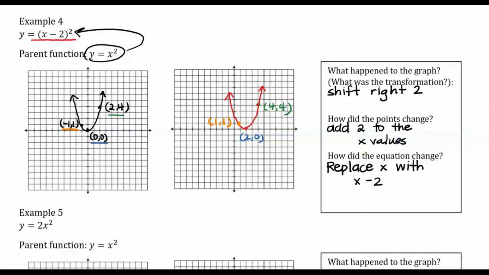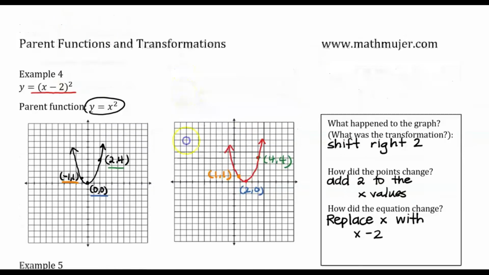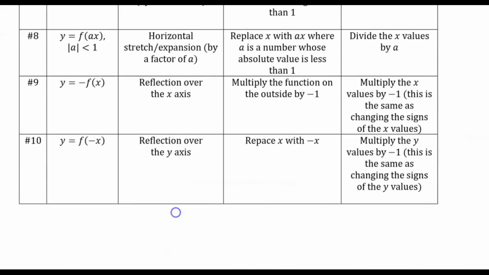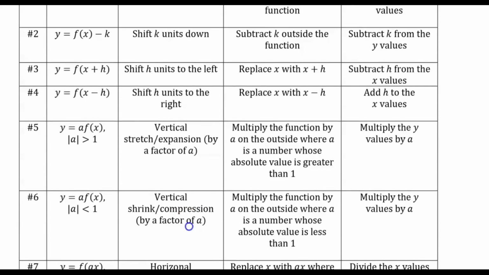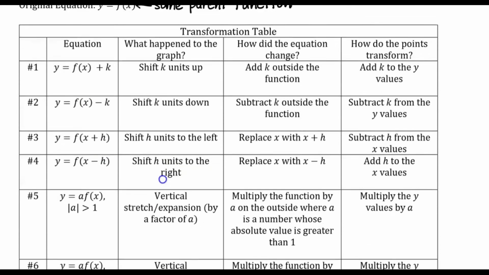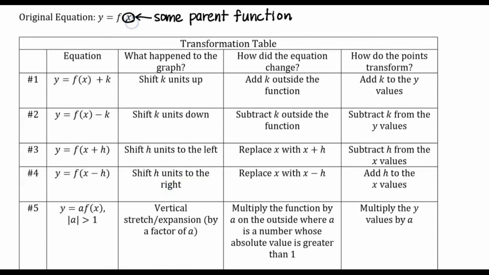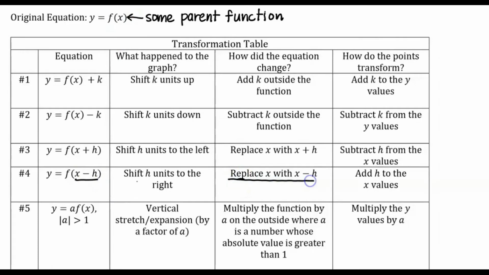Now it didn't have to be 2, it was only a 2 because that was a 2 right there. But more generally speaking, if we take a look at the 4th row in this table, when we replace x from the original equation, when it's just x on the inside of the function, when we replace that with x minus h, it takes the graph h units to the right, and we get the new points by adding h to our x values.